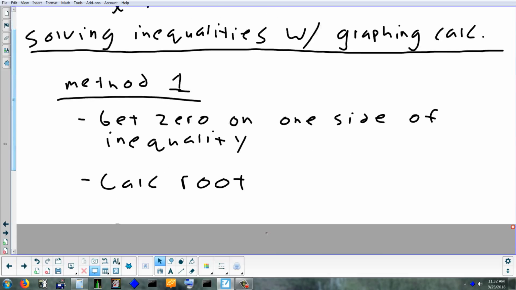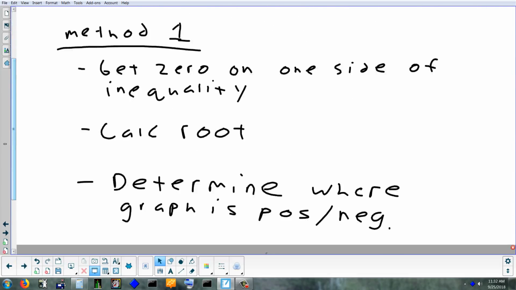So get 0 on one side, graph it, calculate the root, and then your answer depends on it. Are you looking for where something is greater than 0, or are you looking for where something is less than 0? Depending on which one it is, it will control whether you are picking all numbers greater than your root or less than your root. Look at the graph.